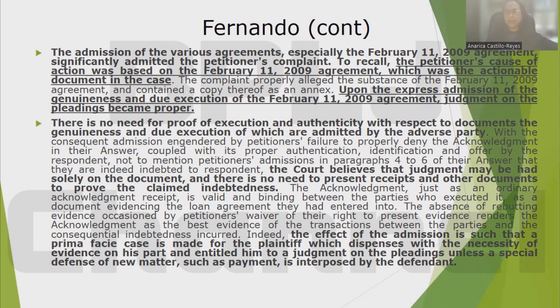The court believes that judgment may be had solely on the document and there is no need to present receipts and other documents to prove the claimed indebtedness. Indeed, the effect of admission is such that a prima facie case is made for the plaintiff, which dispenses with the necessity of evidence on his part and entitles him to a judgment on the pleadings unless a special defense of new matter such as payment is interposed by the defendant.